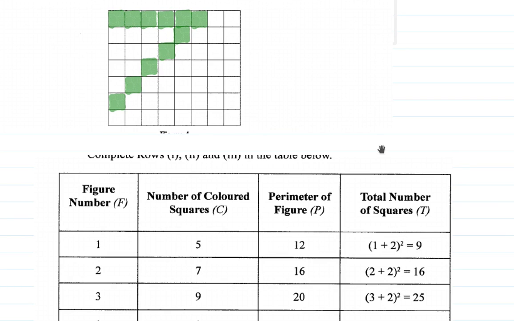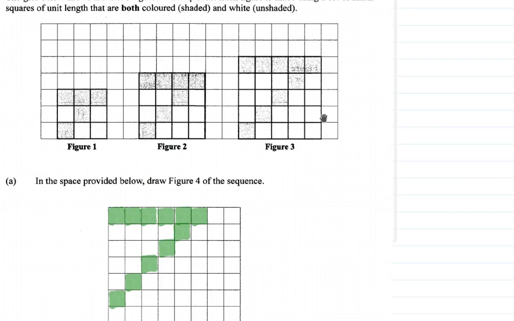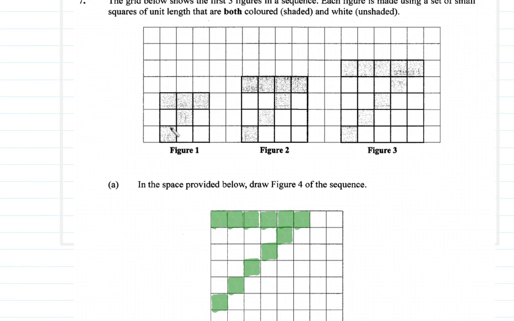Then you have total number of squares. 1 plus 2 squares is 9. How many squares do you have? 1, 2, 3, 4, 5, 6, 7, 8, 9 squares. Remember, it says some shaded, some unshaded. So you count all the squares. So it's really one side of it and you square it to get the total number of squares.